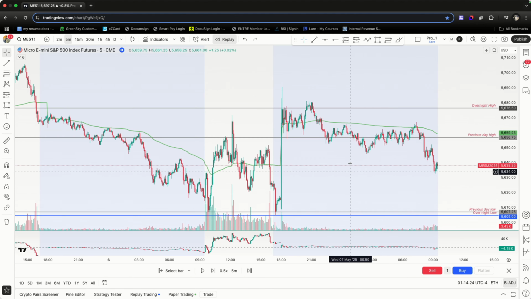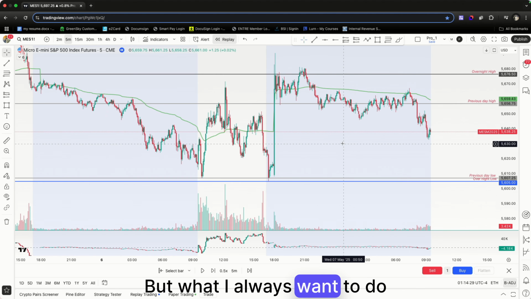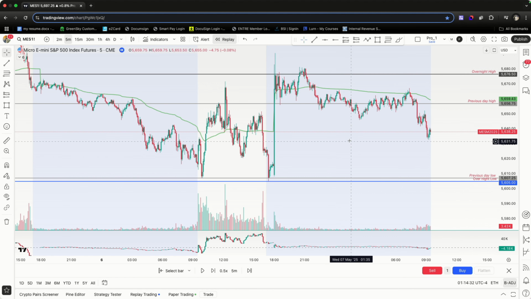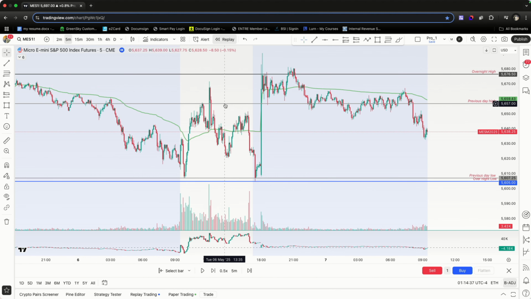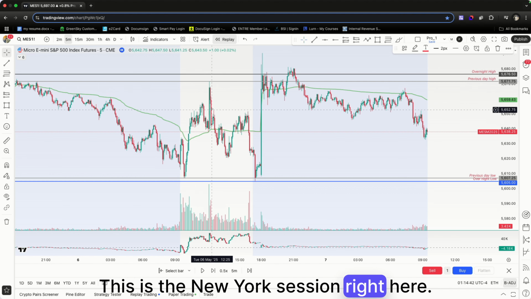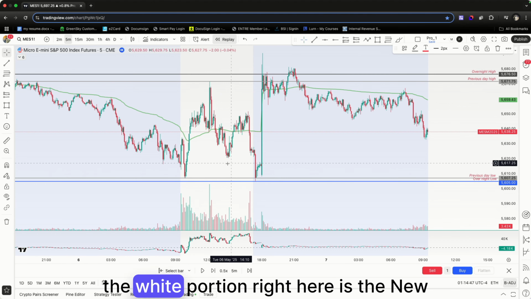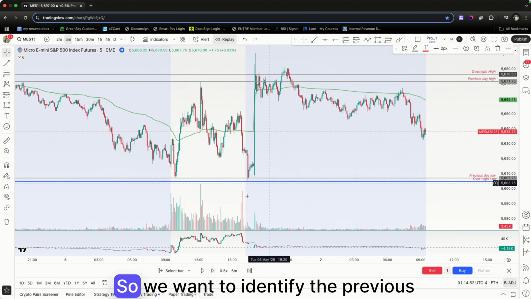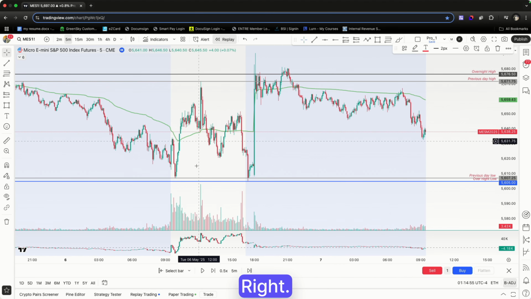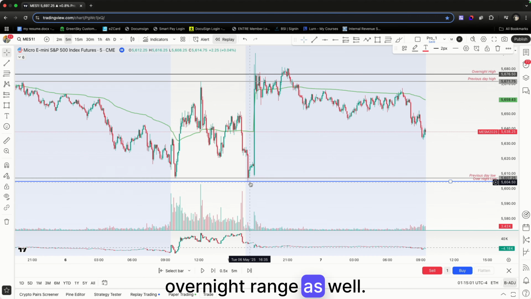All right. So on this time frame, it's already written up, but what I always want to do is identify the previous day's highs, right? This is the New York session right here, and the previous day's lows. Like I said, the white portion right here is the New York session. This purple is the overnight session. So we want to identify the previous day's range, right? The high and the low of the previous day. And then we want to identify the overnight range as well.